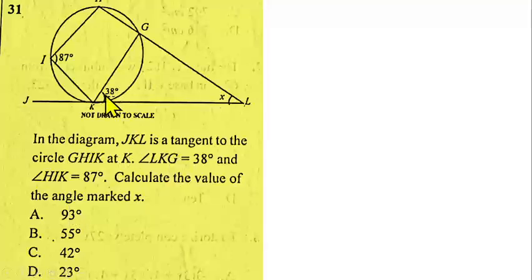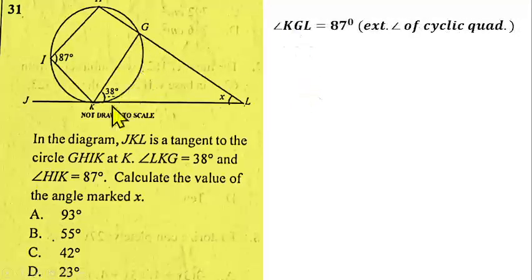If you understand that very well, you can see that this circle is also a cyclic quadrilateral, because you have a quadrilateral inside this circle. So this angle here, 87 degrees, and the angle KGL are equal. The exterior angle of a cyclic quadrilateral is equal to the opposite interior angle. This question is very similar to the one we just solved, the same principle, the same way. So angle KGL is 87 degrees.